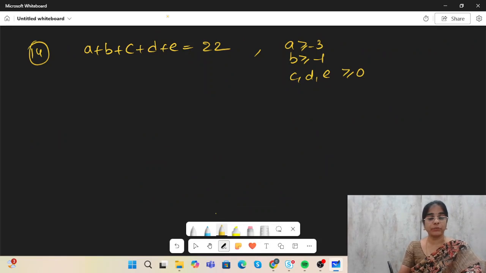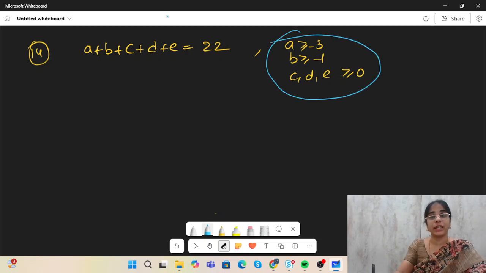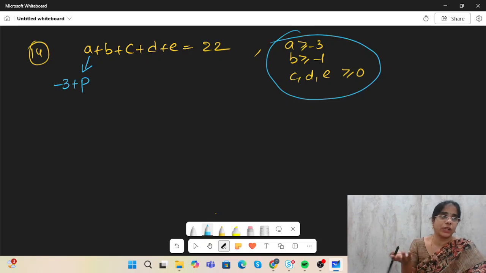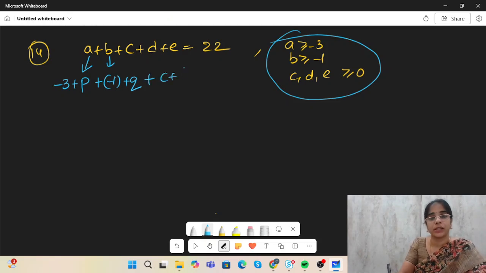Now, I hope you can reframe the question here. You are given a plus b plus c plus d plus e equal to 22 with all these conditions to be matched. When a is greater than or equal to minus 3, it should be minus 3 plus some p, isn't it? Obviously, it should have something else there, right? The same type is what we have already completed, isn't it? B also has to be greater than or equal to minus 1. So that is minus 1 plus some q, plus c plus d plus e, where c, d, e are anyhow greater than or equal to 0, which I am not disturbing at all, which is equal to 22.